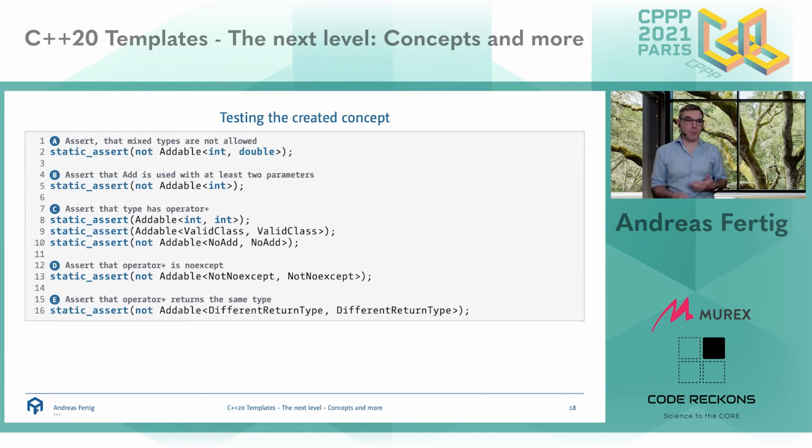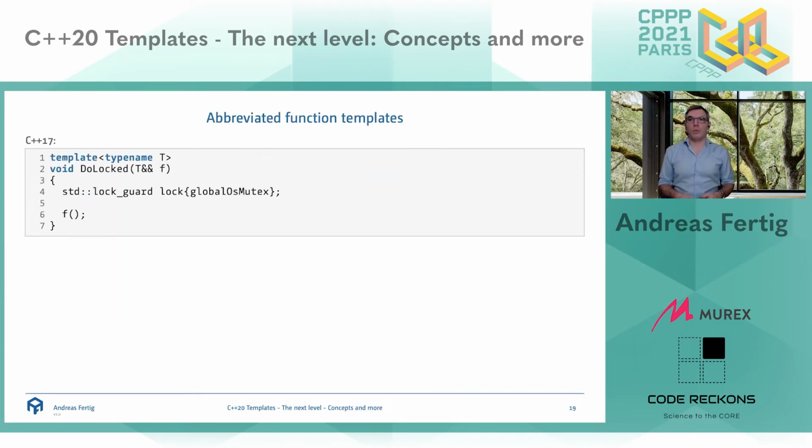So this is about how to create and how to test concepts. Now let's move on a little bit to function templates, more specifically to abbreviated function templates. This function do_locked here is a pattern I regularly use and like very much.